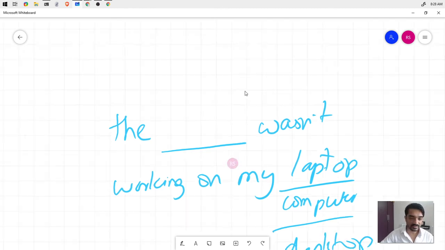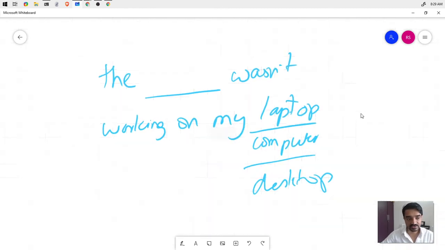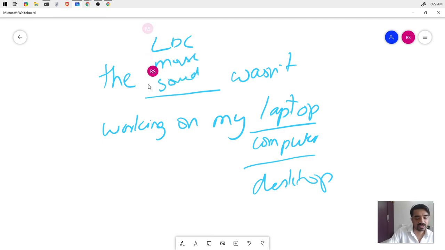Okay, now I have these three sentences in my database. What word should come here? The dash wasn't working on my laptop, computer, and desktop. There are many words which can come here, right? So I can see that the LCD wasn't working, the mouse wasn't working, the sound wasn't working, and so on. The keyboard wasn't working, right? But you can see they are contextually similar. They're very similar to each other and they should be together. I can't say the dinosaur wasn't working on my laptop. I can't say, let's say, the Mars wasn't working on laptops, right? So you can see that they are contextually already very similar to each other, right?